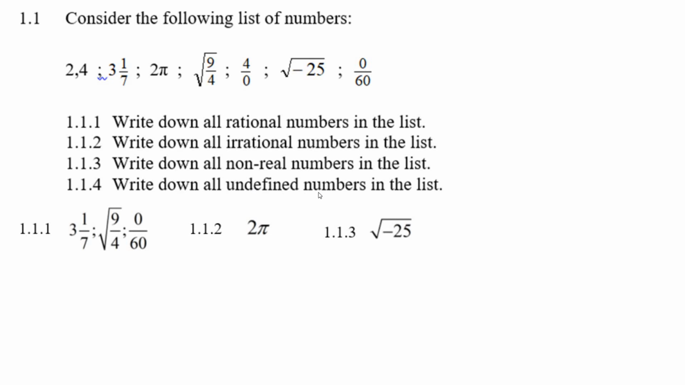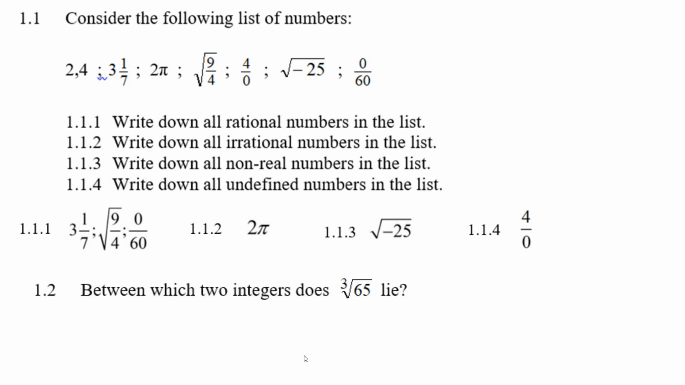Write down all the undefined. Well, dividing by 0 goes with undefined, and that's a good thing to learn. They like to ask that question. Almost all mathematicians, maybe not all, don't like to divide by 0. In fact, it's just not defined. It's a little bit crazy. So that's why 4 over 0 is undefined.